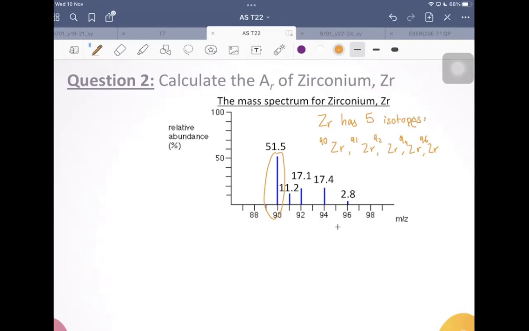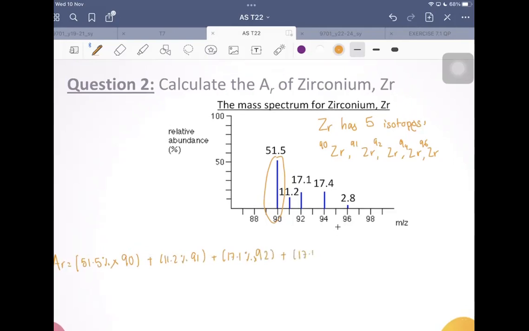So to find the AR of zirconium, you deal with each isotope at a time, okay? I will start with 51.5% of zirconium 90, plus 11.2% of zirconium 91, plus 17.1% of zirconium 92, plus 17.4% of zirconium 94, and lastly 2.8% of zirconium 96. So you should get a number again to 1 decimal place.